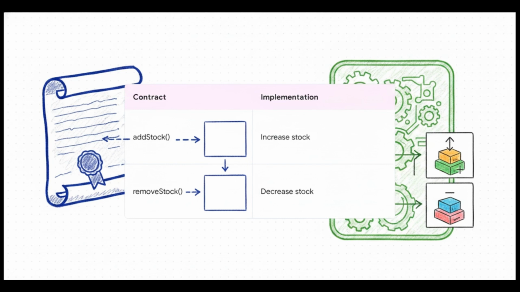Then, our actual class implementation, product inventory, steps up and writes the real code to perform those stock management operations. By separating the contract from the implementation like this, we create these fantastic, reusable plug-and-play modules that make our overall software incredibly flexible.